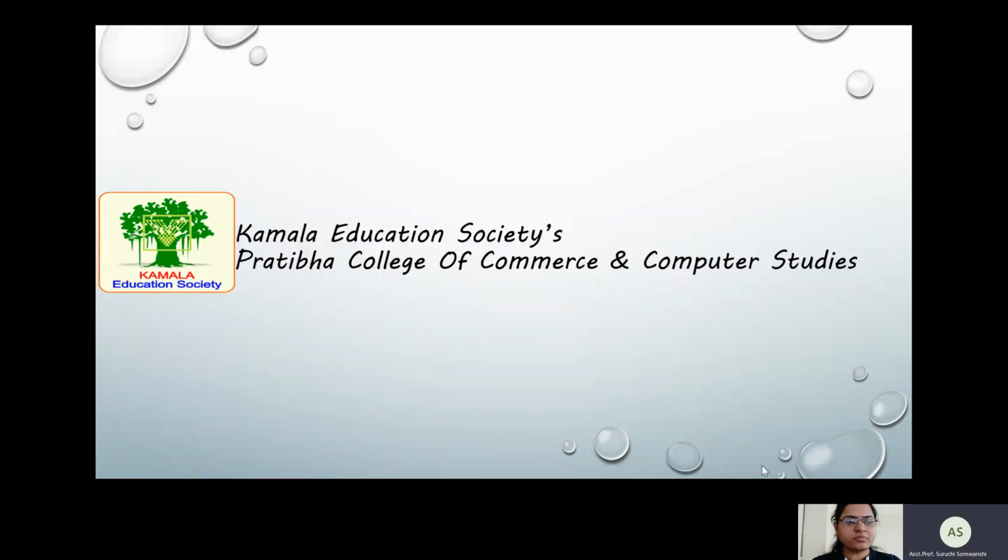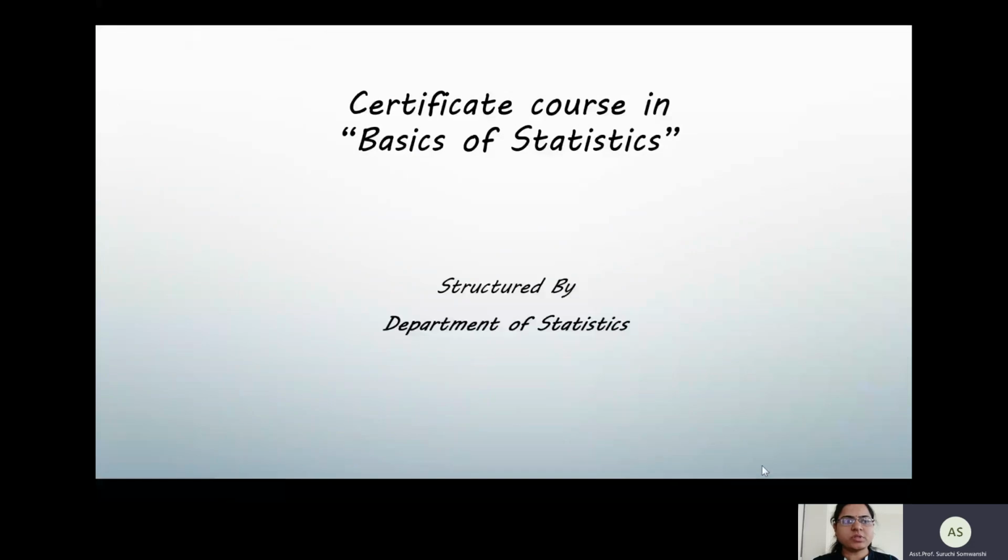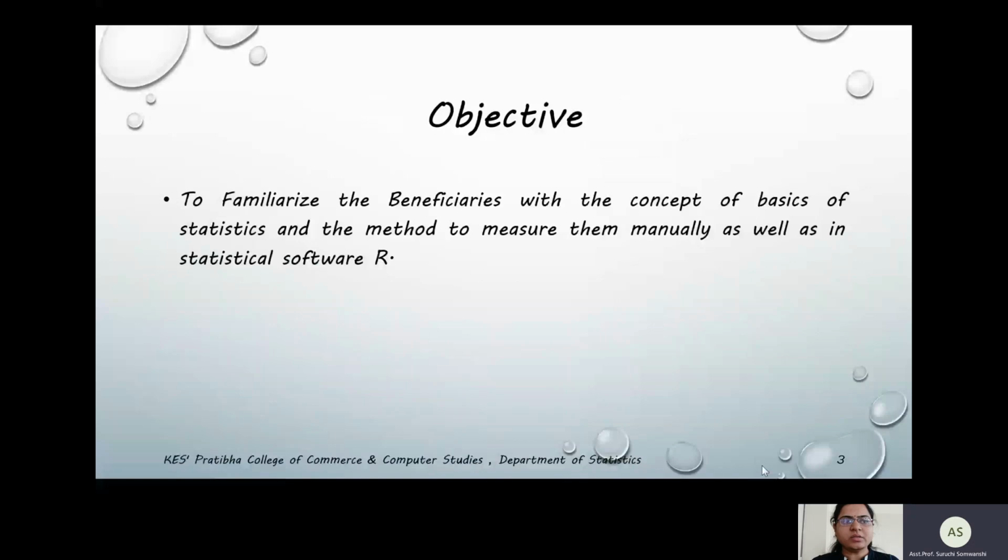Pratibha College of Commerce and Computer Studies Chinchwad Pune organizes a certificate course in Basics of Statistics, structured by the Department of Statistics. The objective behind structuring this course is to familiarize the beneficiaries with the concept of basics of statistics and the method to measure them manually as well as by using statistical software like R.